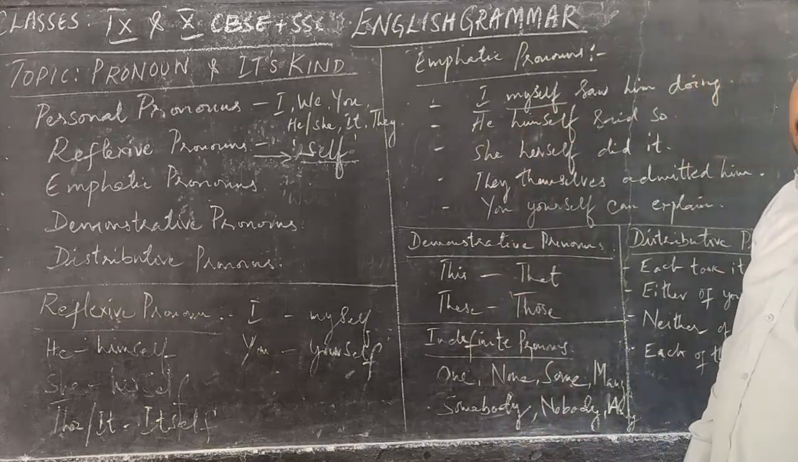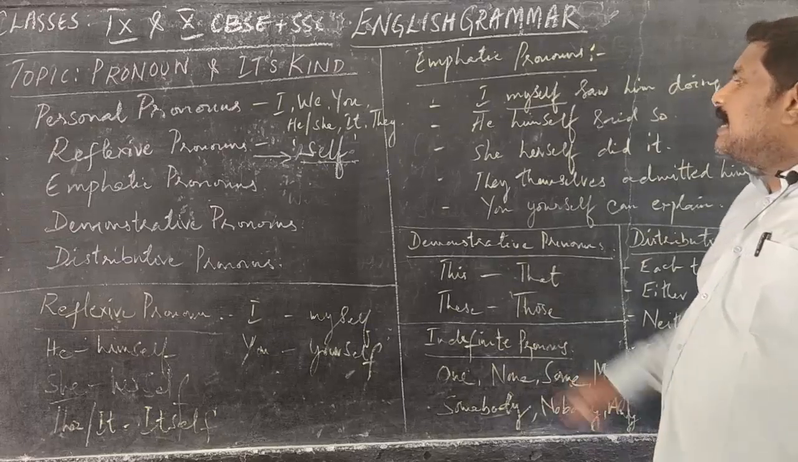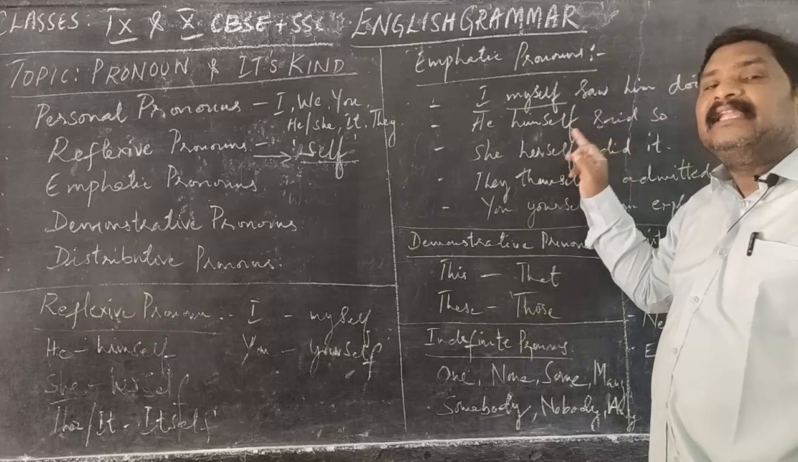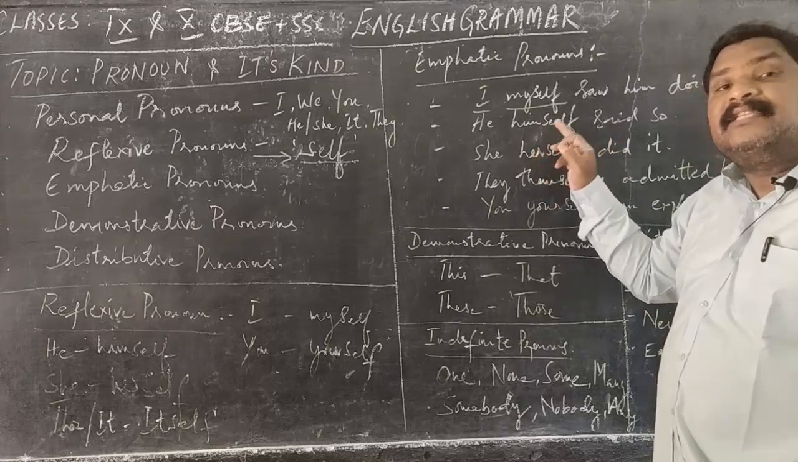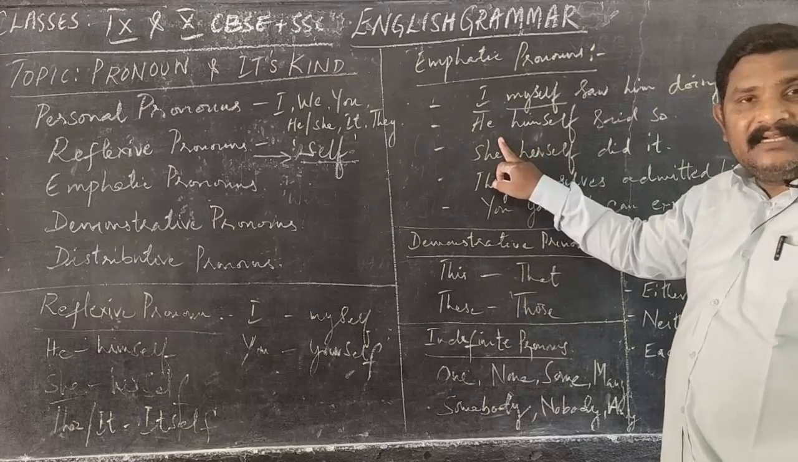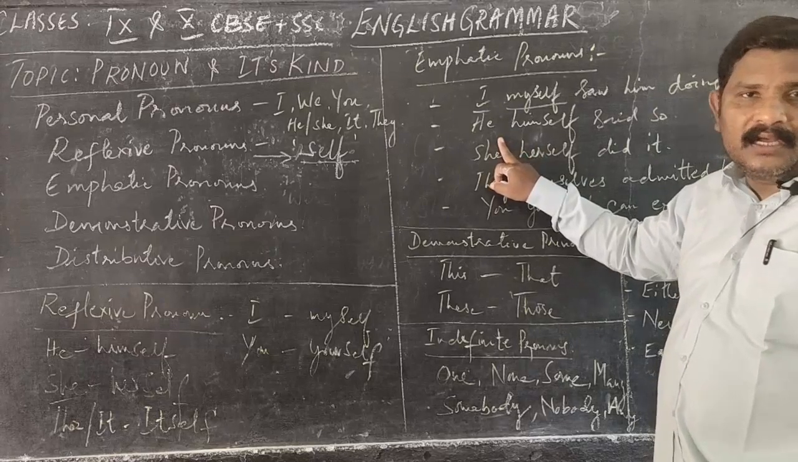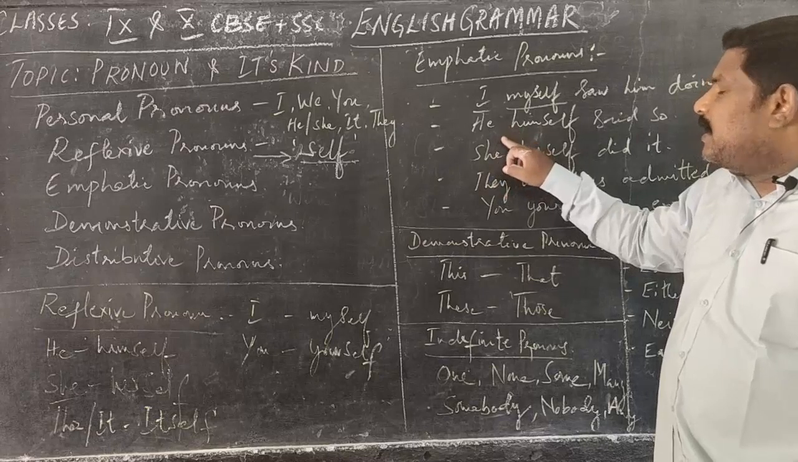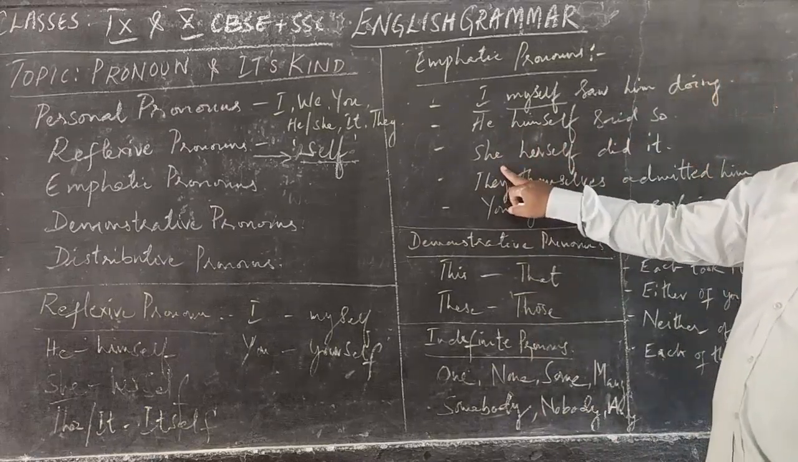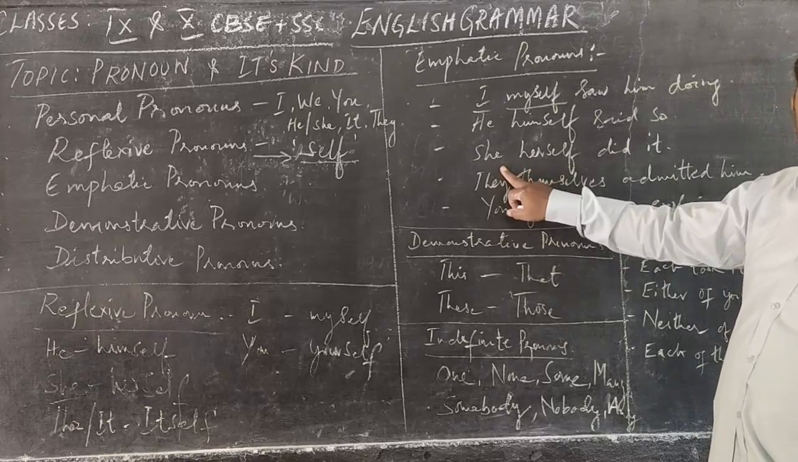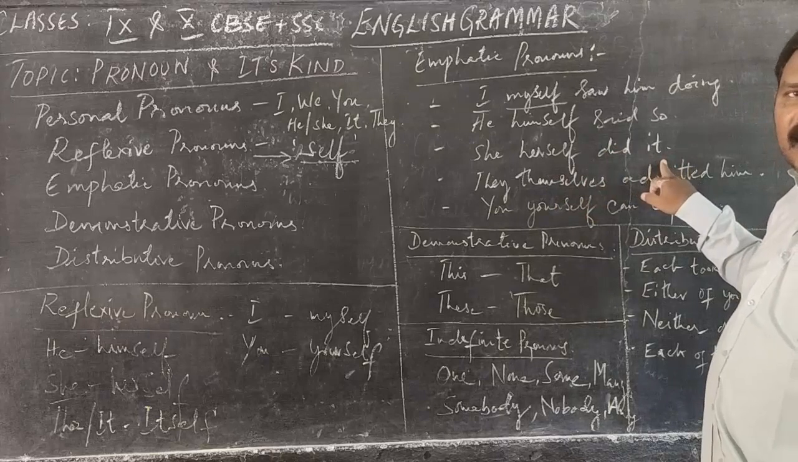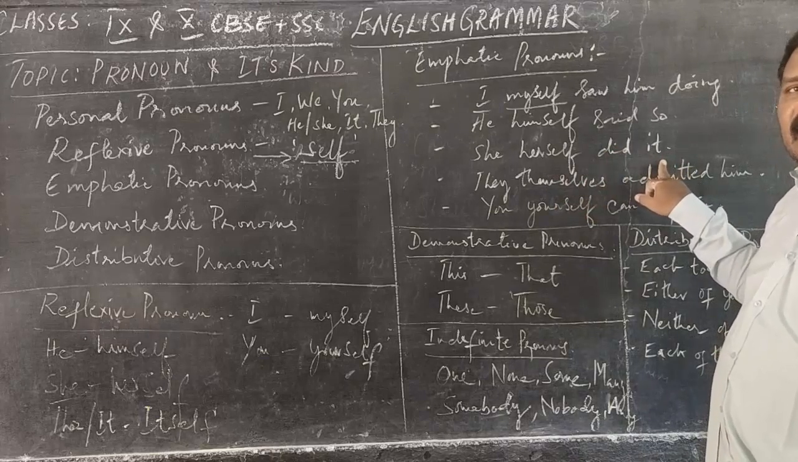I myself saw him doing. Then, he himself said so. He himself said so that he can do it. He is quite confident in telling that he can manage that work himself. Then, the third sentence, dear students: she herself did it. Okay? It was not done by anybody else.